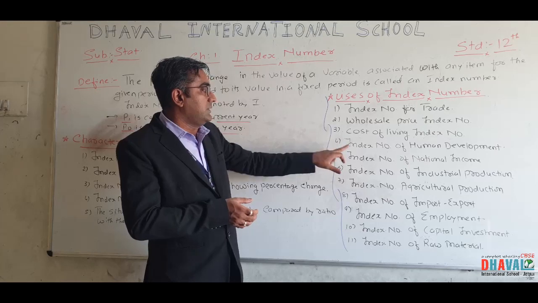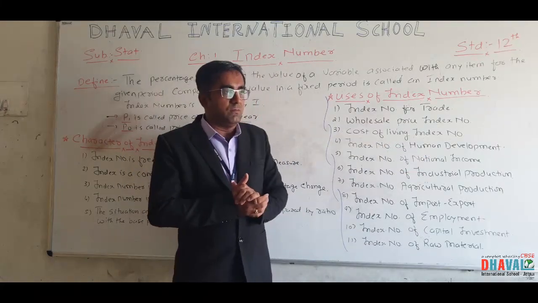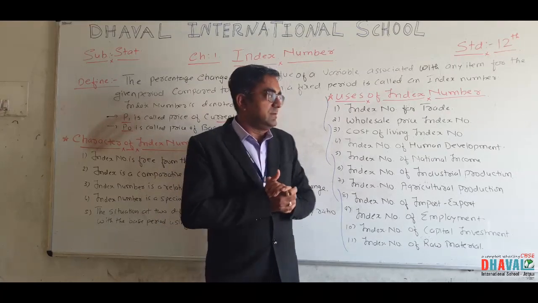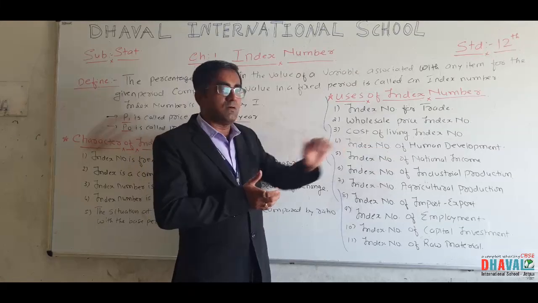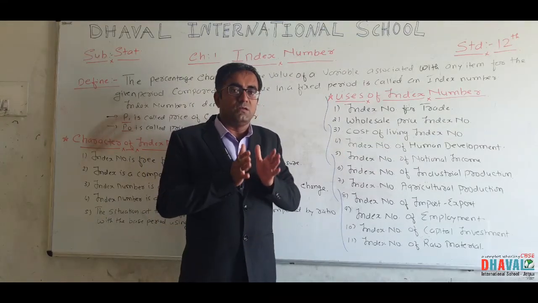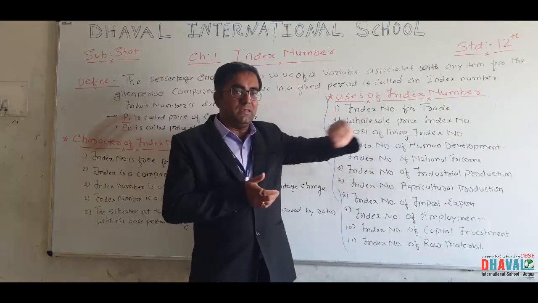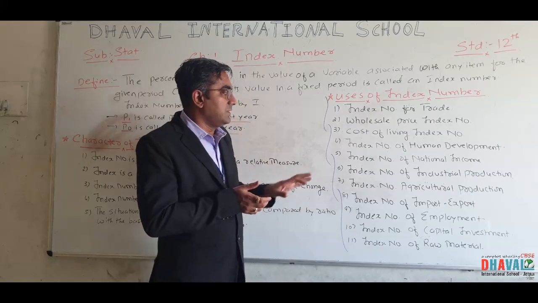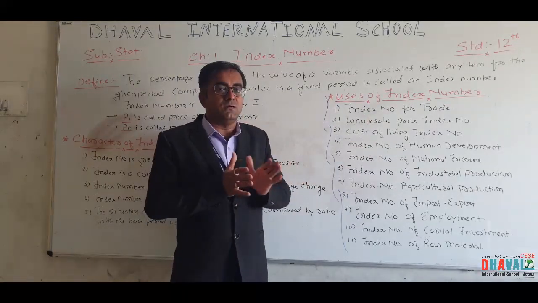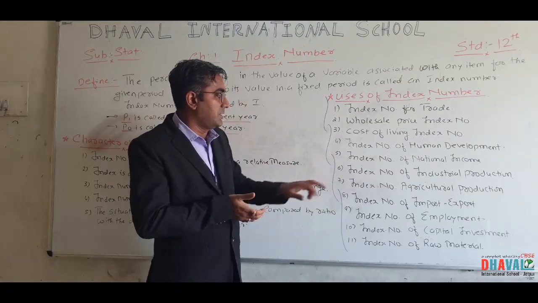Next, fourth point, index number of human development. You are very well aware that without human development, you cannot make progress in the country. For human development, we know the first step is the index number. So the human development index number is useful. With this, you can calculate how much development is going on in human beings.